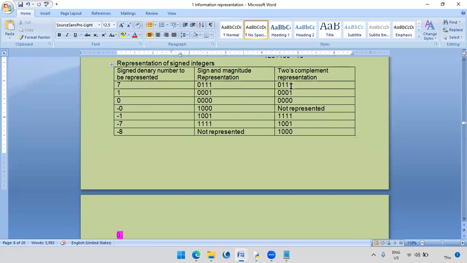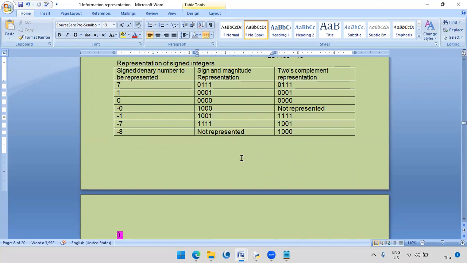I'll come to two's complement later. First we'll do this column. So 1 is 0 for positive and 1. Again, 0 is 0 positive and 0. Minus 0 is 1 for the sign, the first one. This one means negative, 0. This one is negative and 1, so that is minus 1. Minus 7 is negative, and 1, 1, 1 is 7. Minus 8 is not represented.